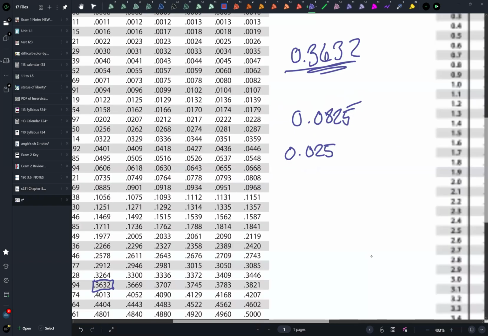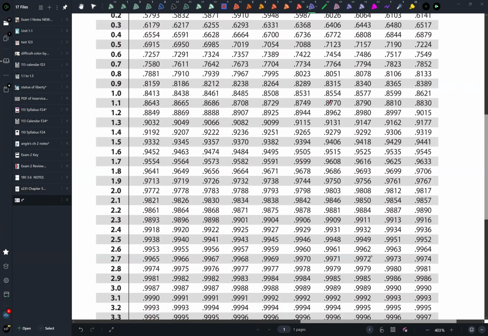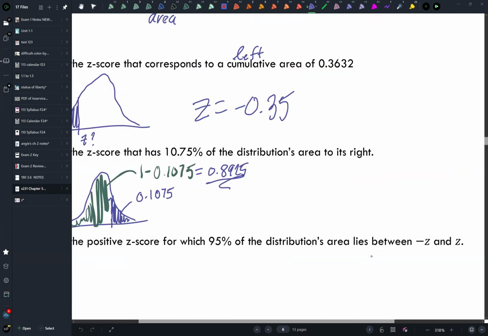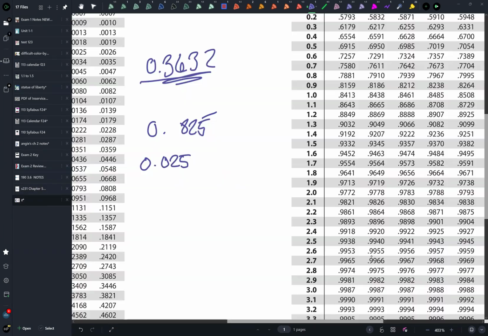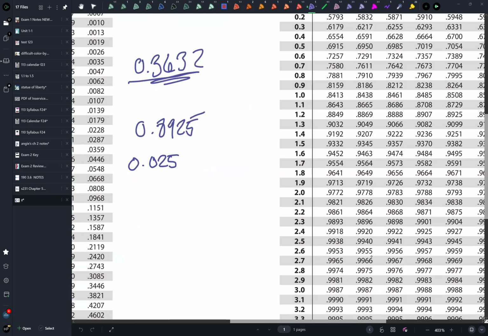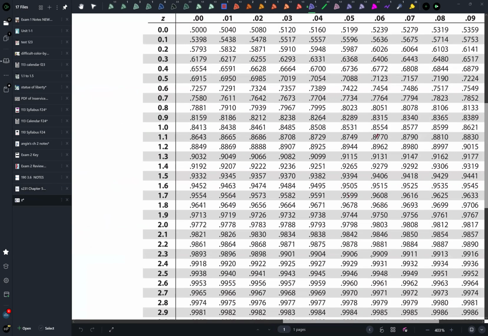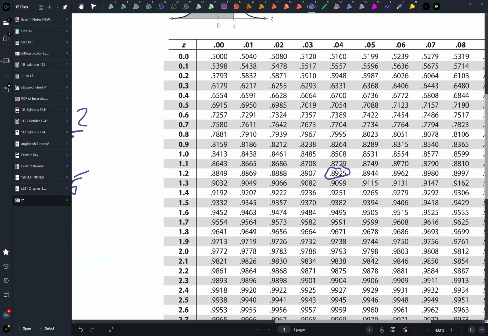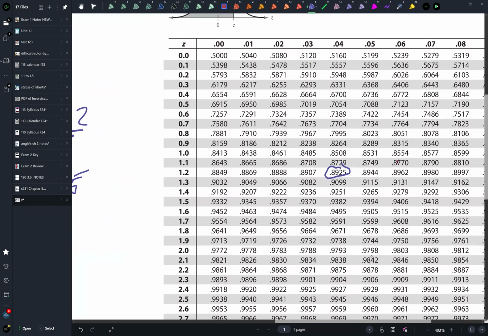All right, so I'm going to go over to my positive z-scores. It's 0.8925, not 0.0825, excuse me. I'm yelling at the computer right now. 0.8925. Okay, so over here, look where my 8's at. Okay, let's see, 8925. Wonderful. It's 1.24.